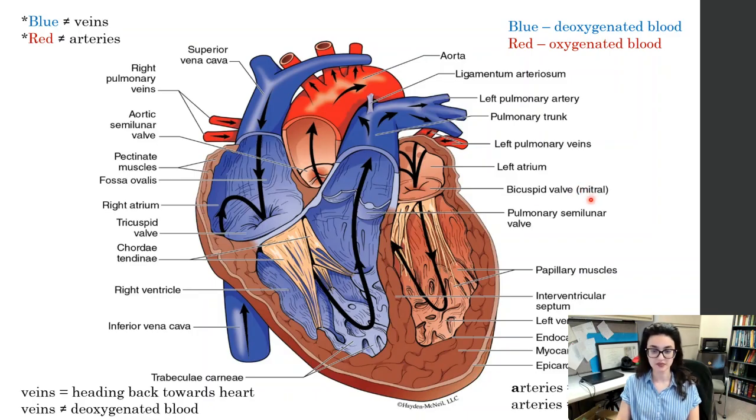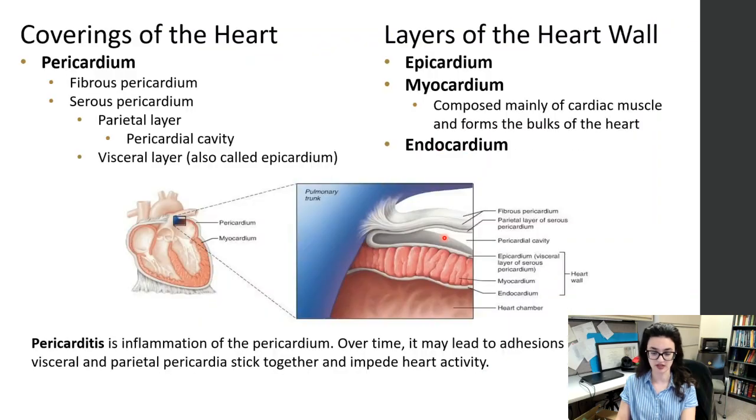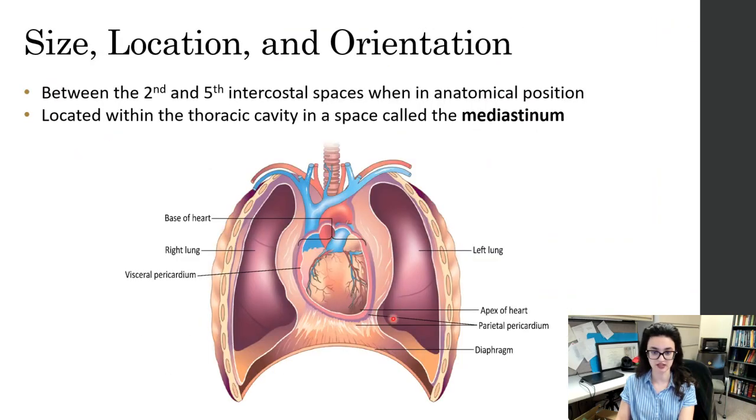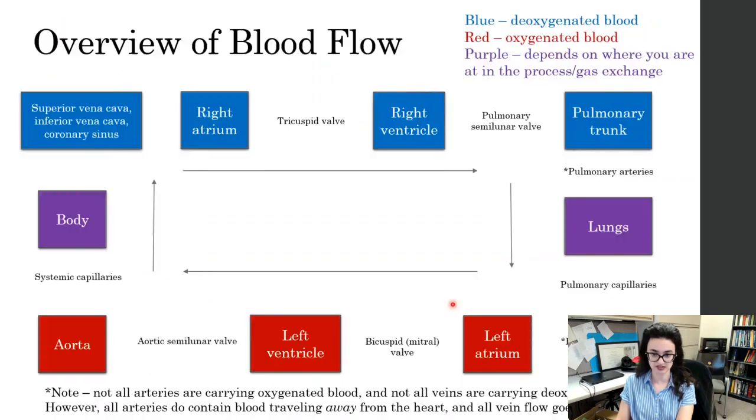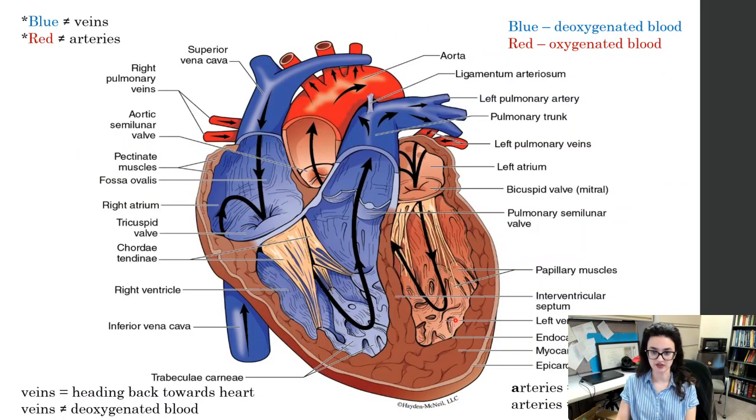Bicuspid or mitral valve is going to open, allowing the blood to fill in that left ventricle. Left ventricle is the largest ventricle of the heart. We saw that here. It's so large, it's even cutting into some lung space. There's only 2 lobes of the left lung, and there's a cardiac notch because of how big that left ventricle is.